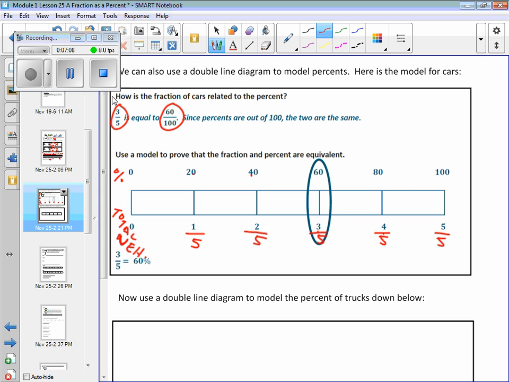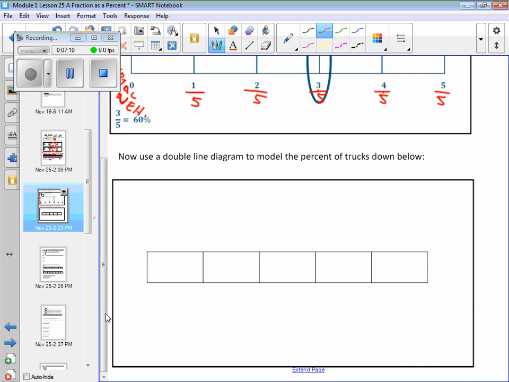Let's model it for the trucks. Same thing. This is going to be a percent. And this is going to be our total. It's not going to change. 0% is still 0 out of 5. 1 out of 5. 2 out of 5. 3 out of 5. 4 out of 5. And 5 out of 5.